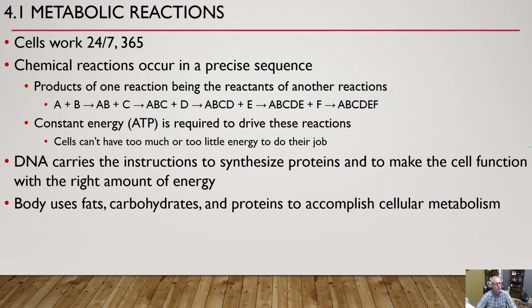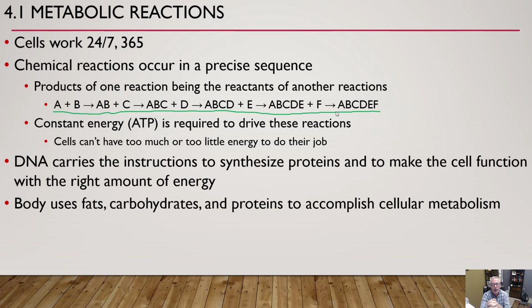All right, so we know cells work 24/7, 365. Chemical reactions have to occur inside the body in a precise way. When we do chemical reactions, in the body we don't necessarily just stop with A plus B equals AB, or A plus B yields AB. Usually we have 157 steps before we get to our final destination. So A plus B equals AB plus C plus D plus E plus F, and then finally we get to A, B, C, D, E, F. And that's what the body needs in order to create a protein called A, B, C, D, E, F.